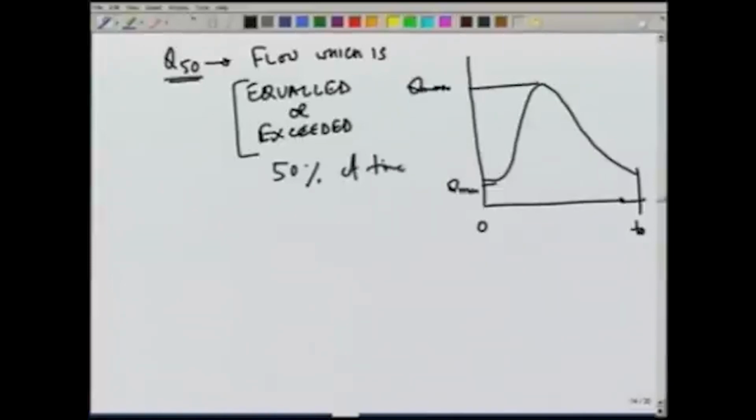In order to find out this Q 50, what we will do is take a line which is of width T 0 by 2, 50%, and then shift this line up and down till this line fits exactly between the two curves, and this will give us Q 50. Similarly, if we want to find out Q 85, then we must see what is the flow which is equaled or exceeded 85% of the time. That means only 15% of the time the flow would be below that.